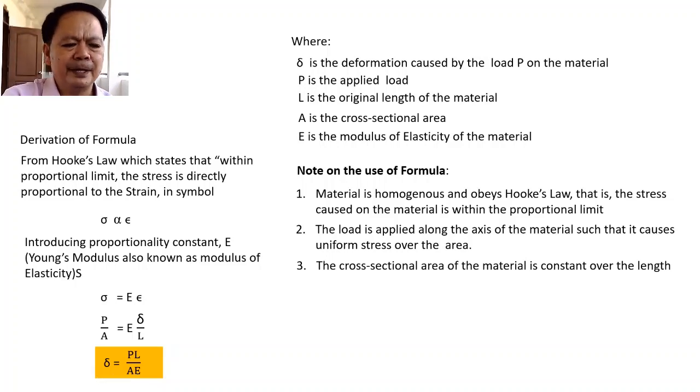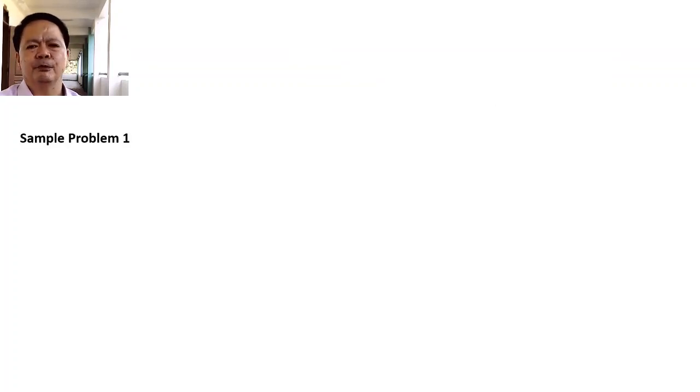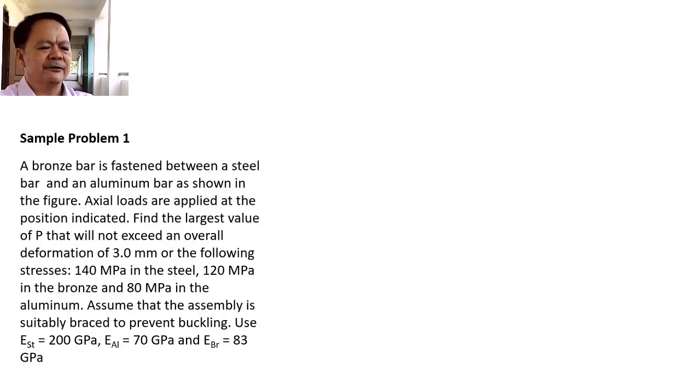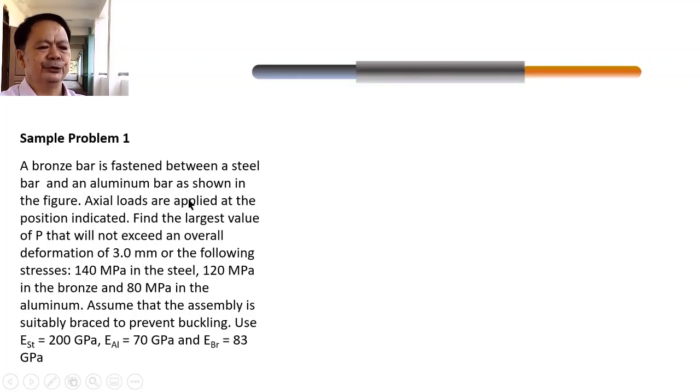So to explain the use of the formula in dealing with problems, let us have here our sample problem. Okay, sample problem number 1. A bronze bar is fastened between a steel bar and an aluminum bar as shown in the figure. So here is the figure. Okay, axial loads are applied at the positions indicated.